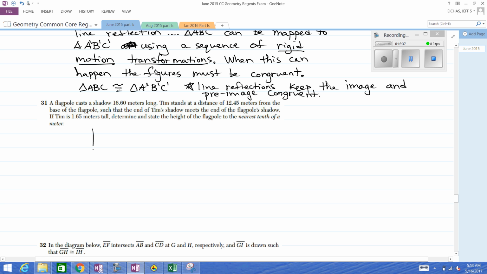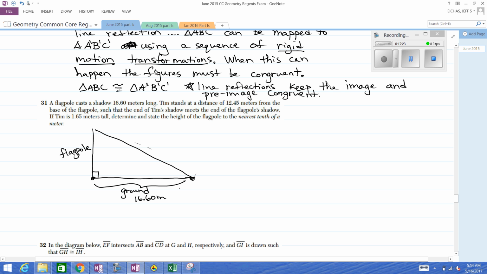Let's see, flagpole. All right, we're having some interesting trouble with this problem in our classes. For some reason, we've got students thinking the shadow is along here. Shadows land on the ground, and we'll assume that this is the ground. So a shadow is going to go from here to here. If this is the flagpole, your shadow is going to be along the ground. So for this entire distance across here, that's going to be 16.60 meters.